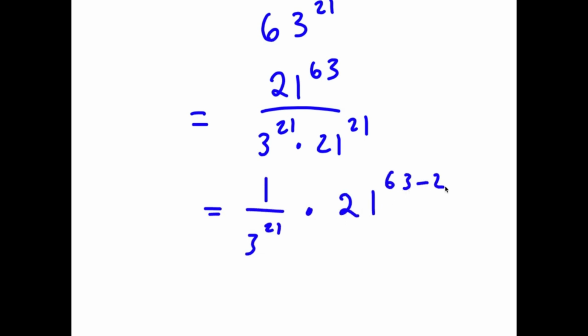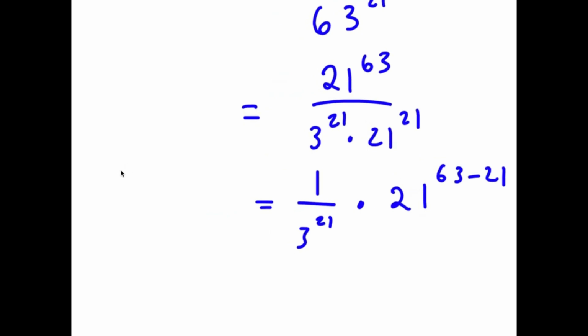of 63 minus 21. Because if I have something in the form a to the power of m over a to the power of n, this is equal to a to the power of m minus n. So in this case, I had 21 to the power of 63 over 21 to the power of 21. So I rewrote this as 21 to the power of 63 minus 21.